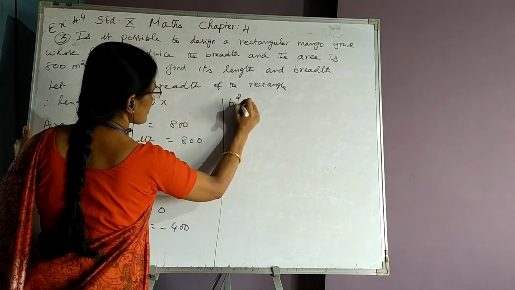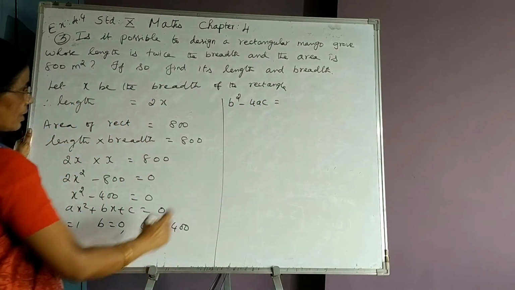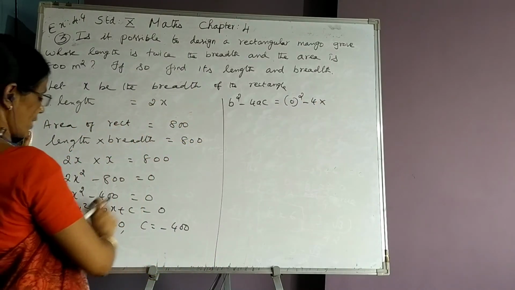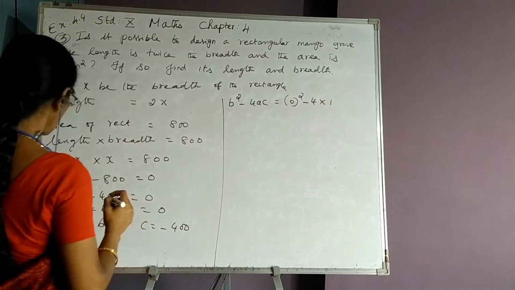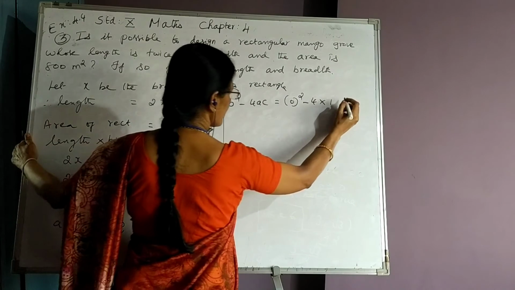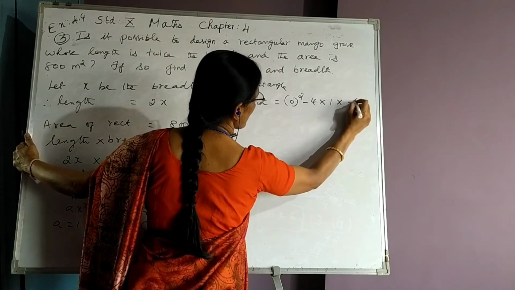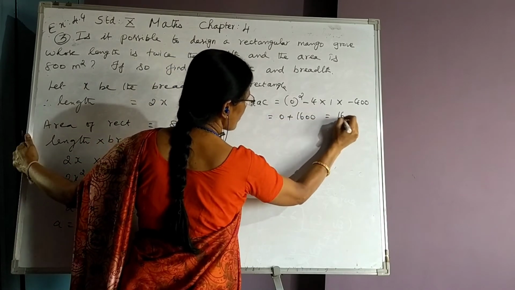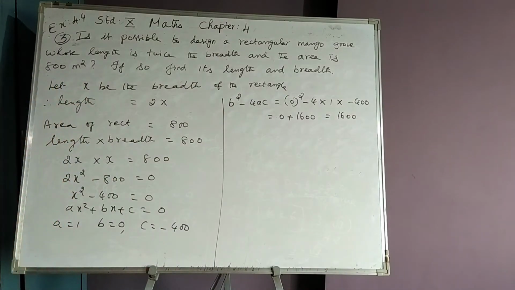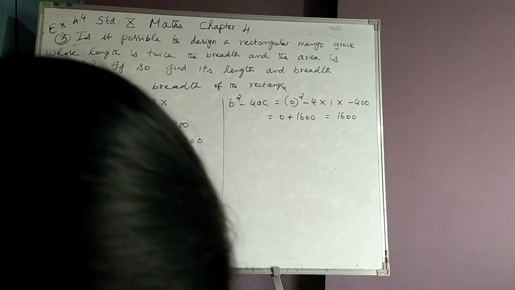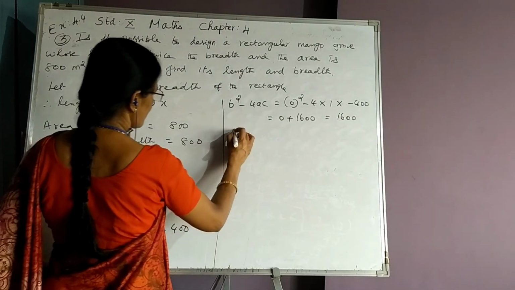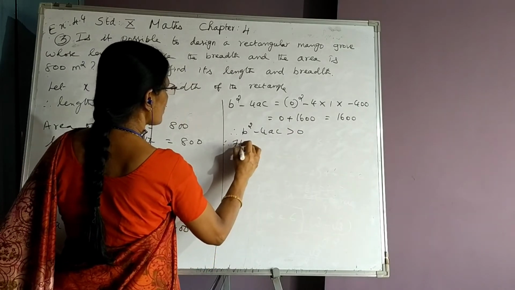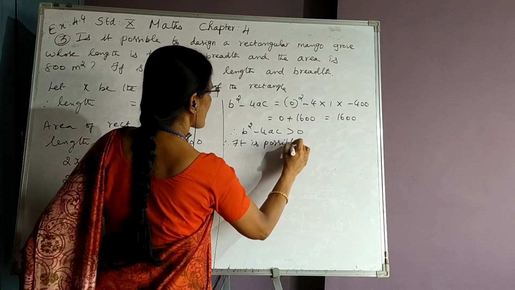So, we find b² minus 4ac. b² is 0² minus 4, the a value is 1 and the c value is minus 400, which is equal to 0 plus 1600, equal to 1600. So 1600, is it greater than 0 or less than 0? It is greater than 0. Therefore, b² minus 4ac is greater than 0. Therefore, it is possible to design.